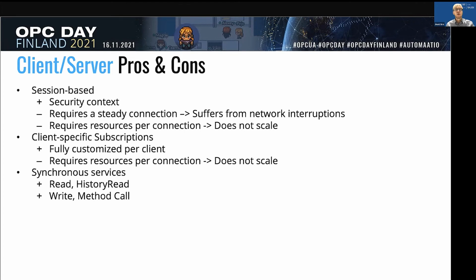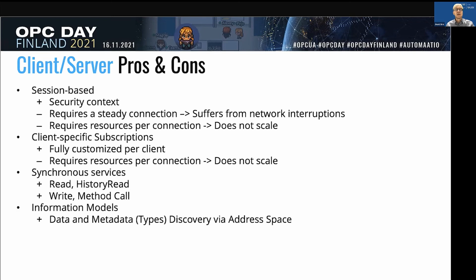The client-server model also has synchronous services like reading history, writing, and calling methods. It can provide the information models as I described from the type part of the address space, and this is discoverable for the client applications. Security is flexible, and you can have fine-grained rules per application and user on who can do what in the server, who can access what information, and so on.